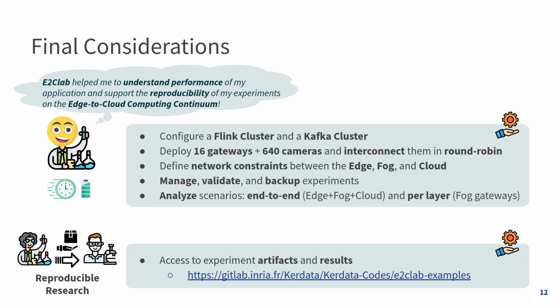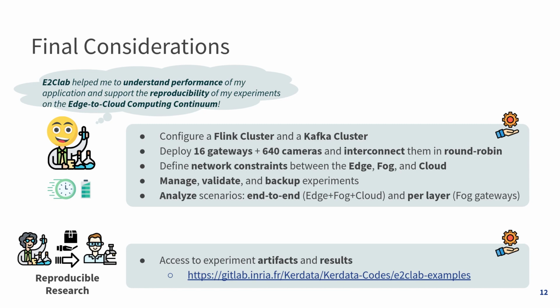Besides that, we also like to highlight that thanks to the features provided by HPC, the user could easily configure a Flink cluster and a Kafka cluster, deploy 16 gateways and 640 cameras and interconnect them in round robin, define the network constraints between the edge, fog, and cloud, manage, validate, and backup the experiments, and also analyze the scenario end-to-end, considering the edge, fog, and the cloud layers, but also focus the analysis on a specific layer of the scenario, like the fog gateways.